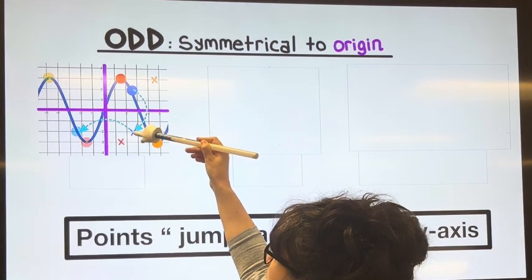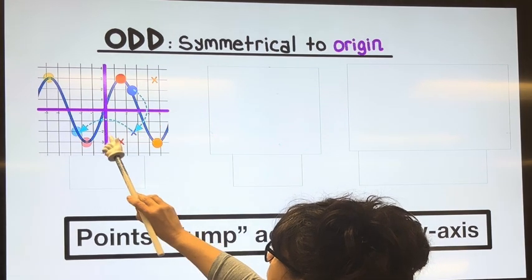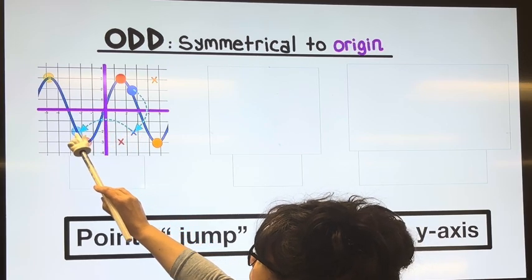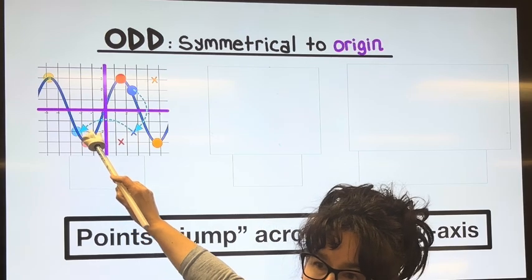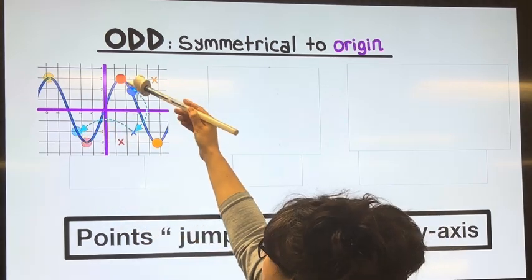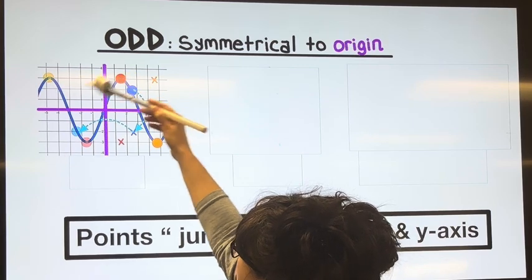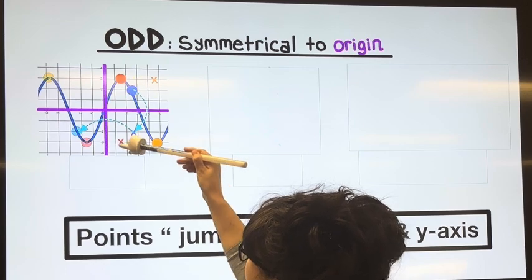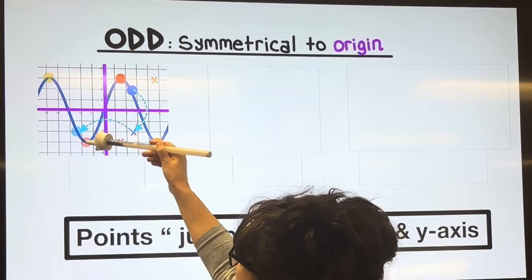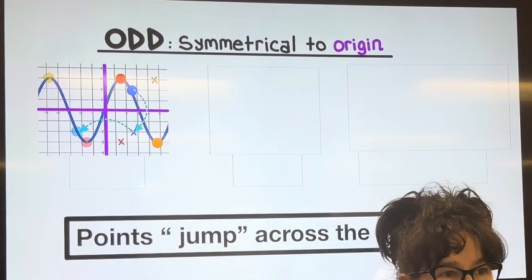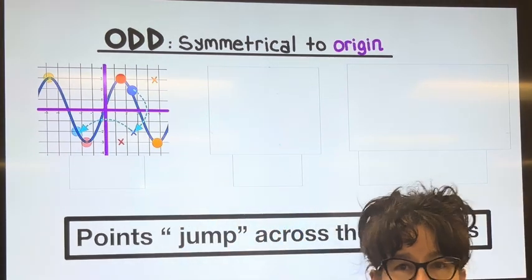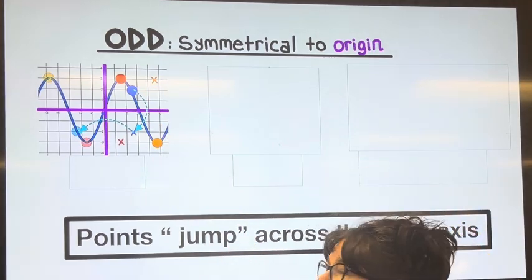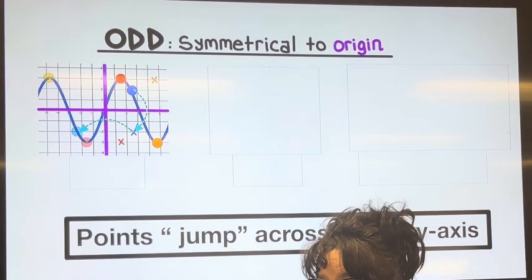Then I jump this one across the y-axis, and right now it's 2.5 away. So I go this way and it's 2.5 this way, and I'm back on the graph. Okay, this red dot right here, if I take this point on the original function and I jump it across the x-axis, I'm down here. Then I jump it across the y-axis and I'm over here and I'm back on the graph. So no matter what point I grab on the original curve, if I jump it across the x-axis and then the y-axis, I'm back on the graph.